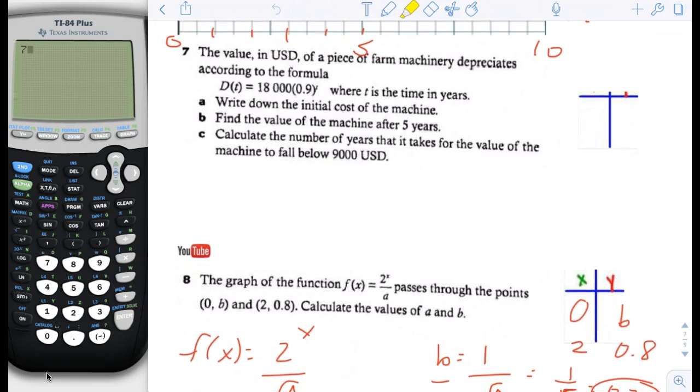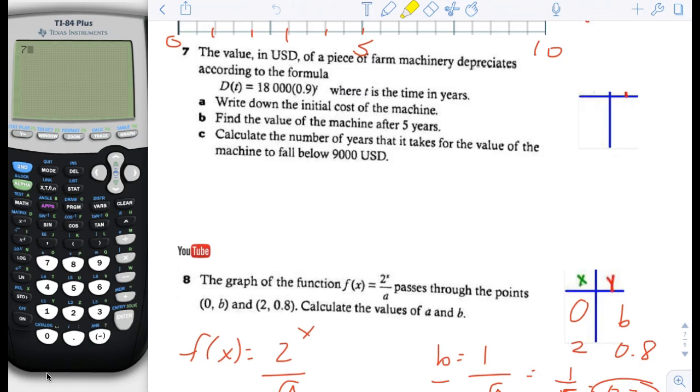The value in US dollars of a piece of farm machinery depreciates according to the formula D of t equals 18,000 times 0.9 to the power of t, where t is the time in years. Now remember, depreciates means when equipment gets old, it's worth a lot at the beginning, but as time goes on, it just gets to be less and less. Most of the time that is considered an exponential curve because the thing is never going to be worth nothing, so it's not going to go to zero, but it will gradually approach zero, like an asymptote. So that's what makes it exponential, right?